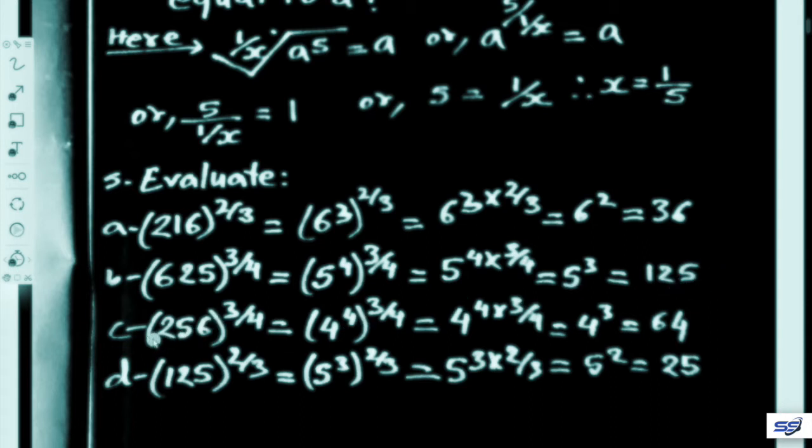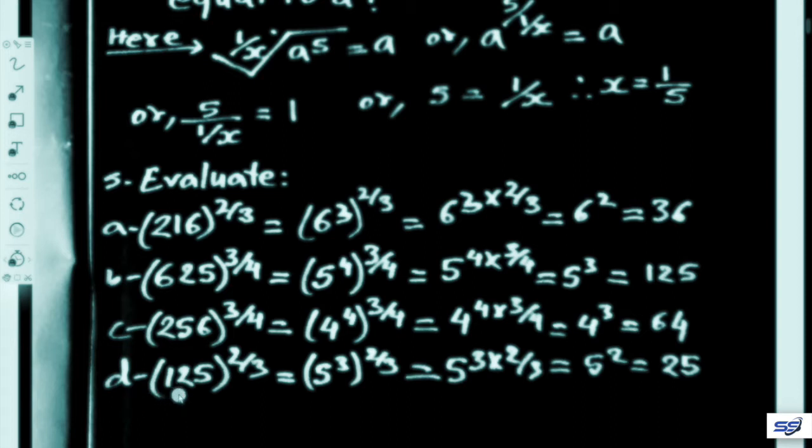Now C number, 256 power 3 upon 4. Here 4 power 4 is 256, or 256 is 4 power 4. Now 4 power 4 whole power 3 upon 4. Now this power shall be multiplied: 4 power 4 into 3 upon 4. Now this 4 and this 4 cancel each other and the rest is only 3. So 4 power 3 equals 64.